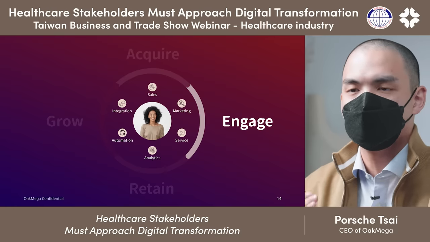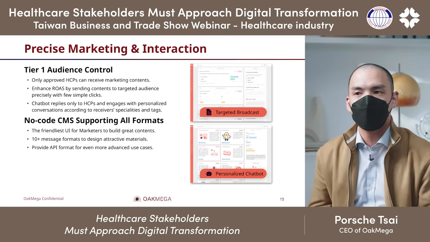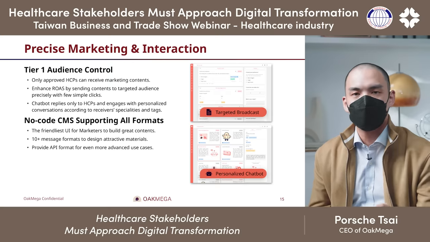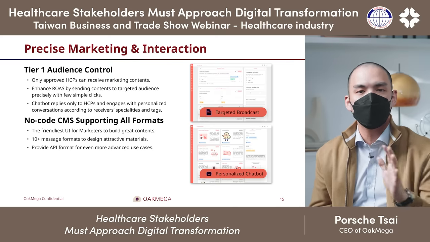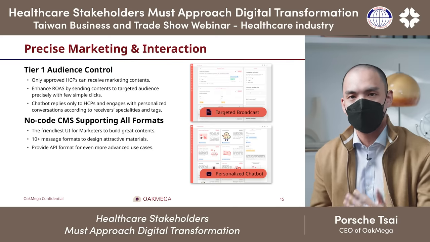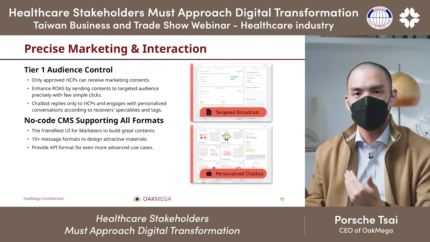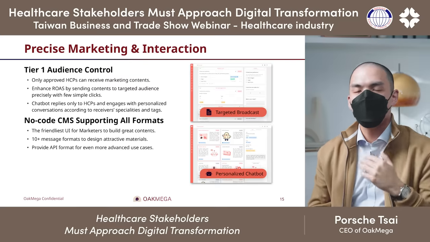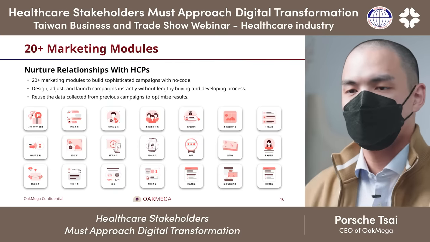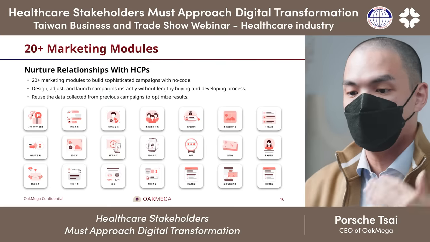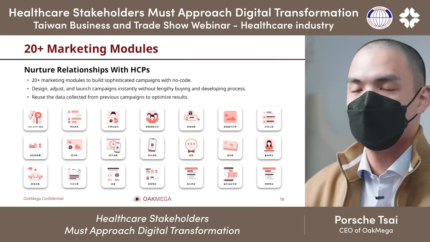Then we provide lots of engagement solutions for you to build relationships with them. For example, if you're a marketer, you're able to send the right content to the right people with just a few clicks. And you're not only doing one-way communication anymore. You have a personalized chatbot to engage with them and build deeper relationships automatically. And we also provide over 20 on-demand modules for marketers to communicate not only professional content with healthcare professionals, but also soft skills, soft relationships.